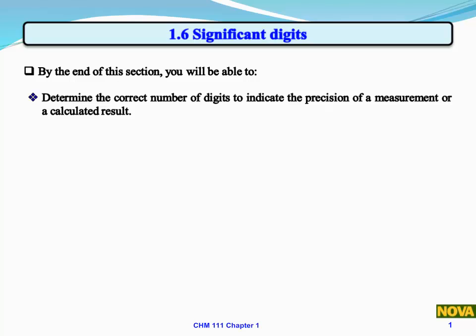Chapter 1. Section 6. Significant digits. By the end of this section, you will be able to determine the correct number of digits to indicate the precision of a measurement or a calculated result.